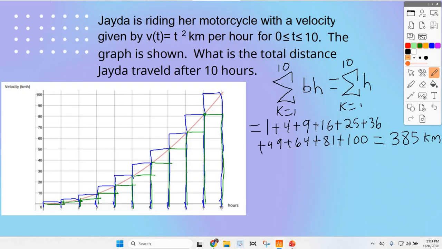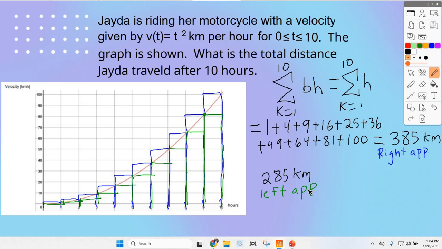For my left hand one, where would we have started? Or what would our first height have been? 0. And what would our last height have been? 81, right? So really it's just going to be what? 100 off. So it would be 285 instead? Okay. So for our right approximation, I used the right endpoints of each of my intervals. For our left approximation, we use the left endpoints of each of those intervals, yes?